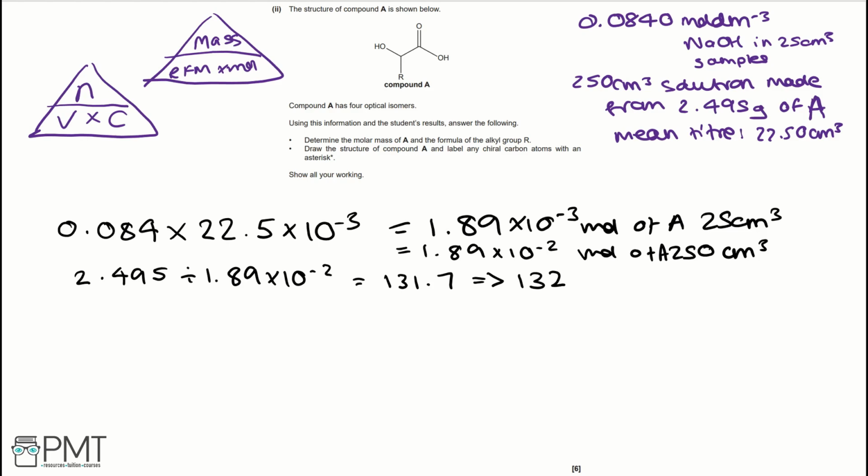This molar mass is the compound A plus its R group. So we can work out the relative formula mass or molar mass of the R group or alkyl group by subtracting the RFM of compound A that we can already identify. So if we look at how many carbons there are, 2 carbons in the compound A that we've been given. So carbons 2.